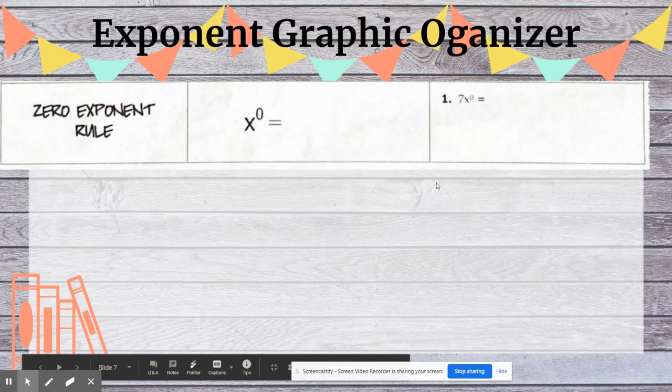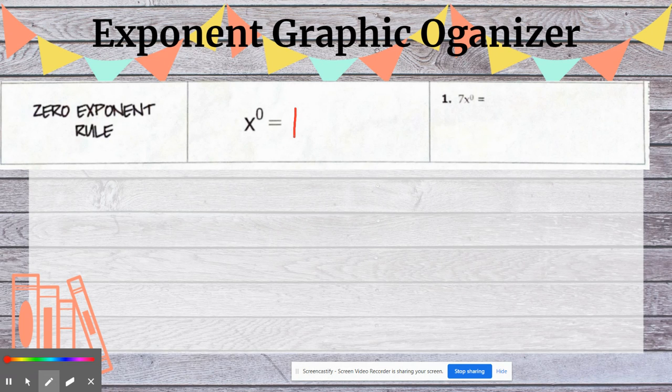All right, and what that looks like here, okay, so this was 1. This problem that we have over here is really 7 times x to the 0 power. So x to the 0 power is 1, times 7 is just 7. Now we're going to do a few more examples here.